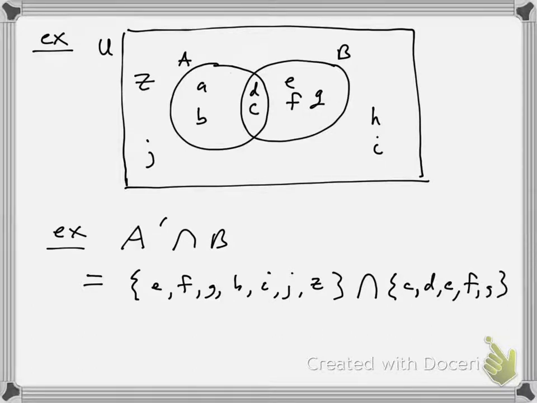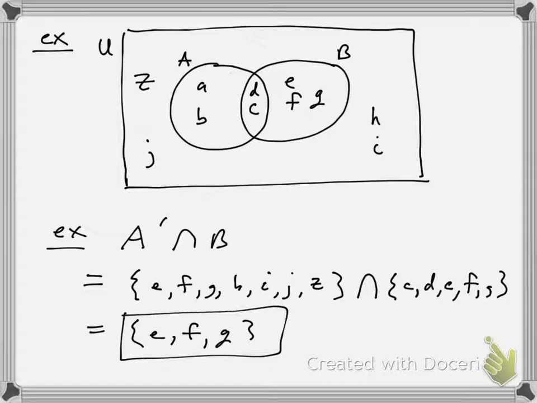So if I intersect those, what do those two sets now have in common? Well, it looks like they have in common E. Looks like they have in common F. Looks like they have in common G. They don't have H, I, J, or Z in common. So E, F, and G would be my final answer for that one. Hope you guys are kind of getting the hang of how these set operations work.